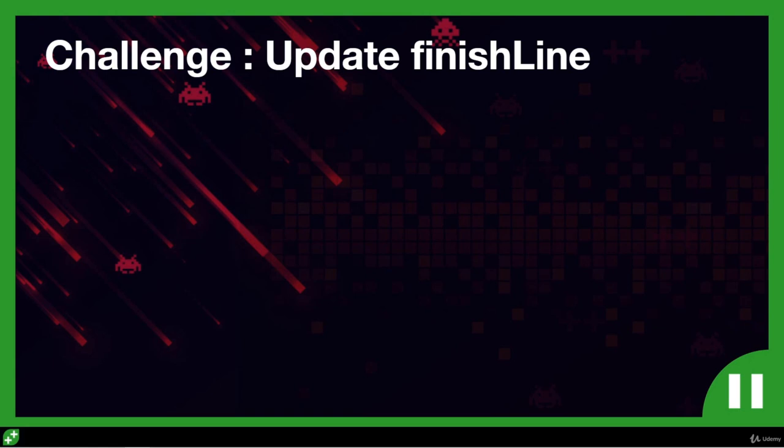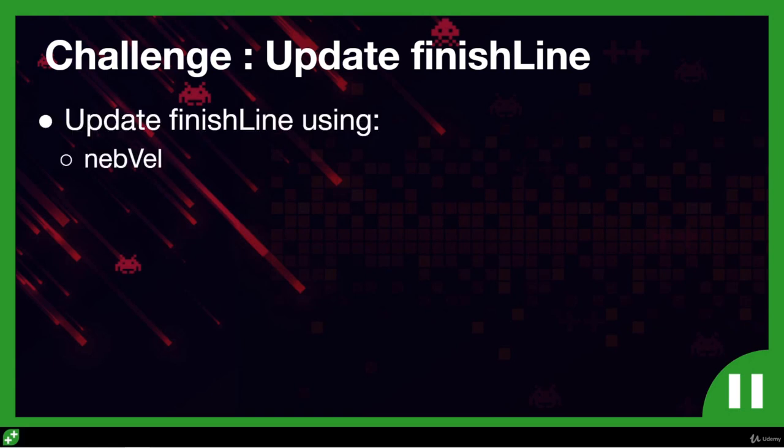Now your challenge for this lesson is to update finishLine. We want to update finishLine using the nebula velocity as well as delta time. We want the finish line to scroll to the left at the same speed as the nebula hazards. Pause the video and do this now.